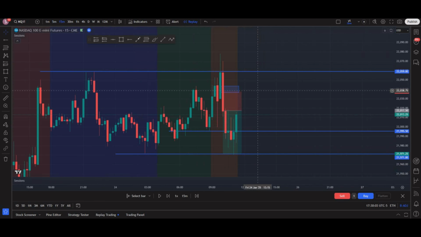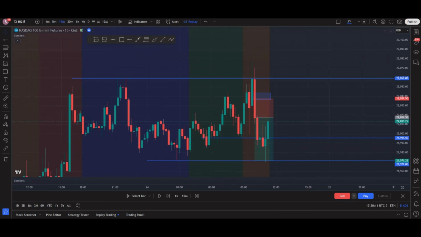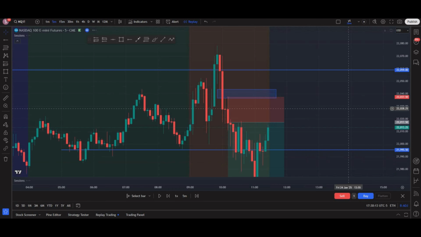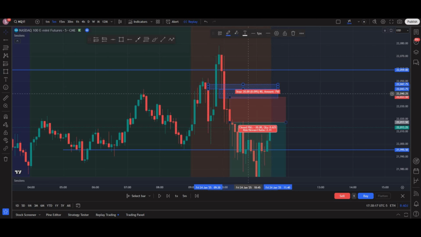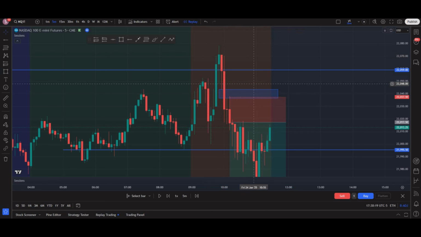So first we look on the 15-minute. We have this imbalance that has already been reacted off of. So we have basically no imbalances to kind of disrespect on the 15-minute. But on the 5-minute, we have this bullish imbalance right here. So we wait basically for price to run right through that. So price runs right through that.